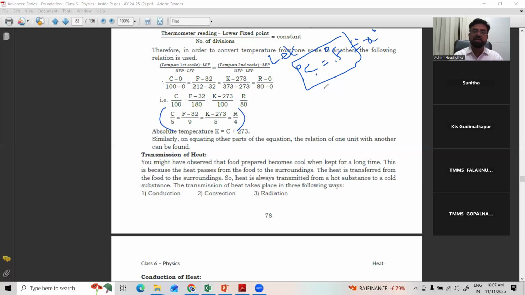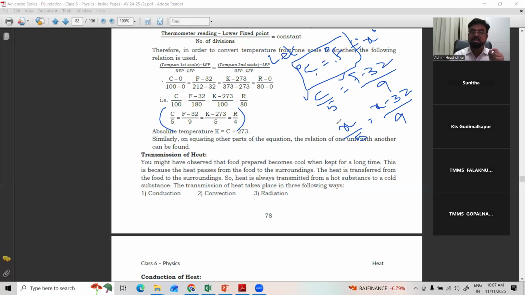As it is related to C and F, we can take C by 5 is equal to F minus 32 by 9, because it's a relation between C and F only. So in place of C, we can take X. In place of F also, we can take X. So X by 5 is equal to X minus 32 by 9.